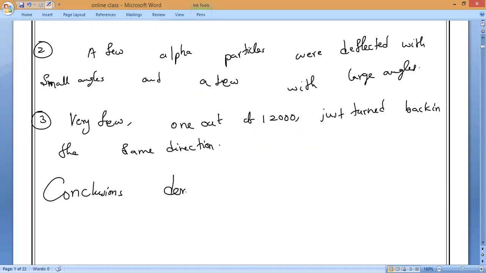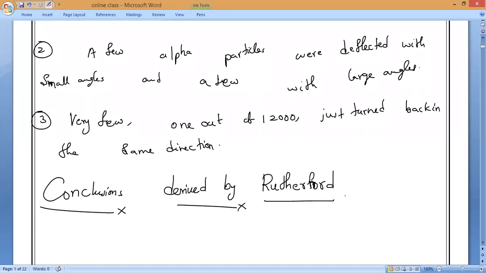Sir, most of the alpha particles passed straight through the gold foil. So from that he said most of the atom is empty space. Understanding? That is the first conclusion derived by Mr. Rutherford. As the majority of the alpha particles pass through the gold foil undeflected, without deflection, it means that the gold foil is solid throughout and made up of atoms, but atoms are not solid throughout their volume. They are like hollow spheres.